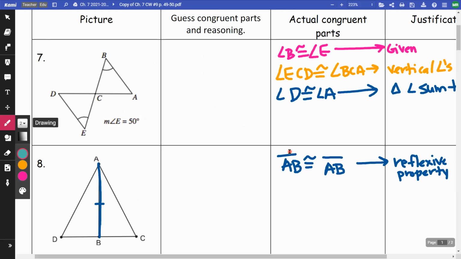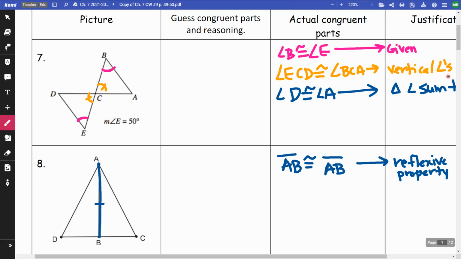So when we're doing this, we were going to say what is true about what's congruent and why, what the justification is. So this angle here and this angle here, angle B is congruent to angle E, given. Then I said that right here, this angle here and this angle here are congruent. And again, I called this ECD, and this one I called BCA. And the reason these are congruent is because they're vertical angles, and vertical angles are congruent.